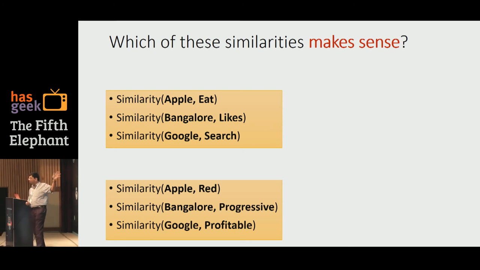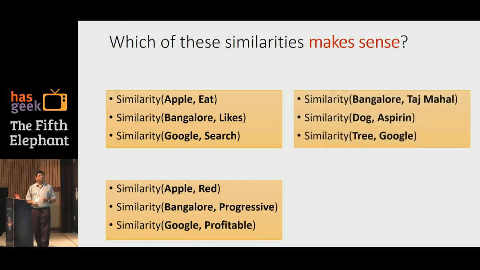But you could compute these if you did your word embeddings, right? I can come up with a number and say, yeah, this is the similarity between apple and eat, because here is one vector, and you can do a dot product. But it doesn't mean anything, right? So there's something weird going on about embeddings in that way.